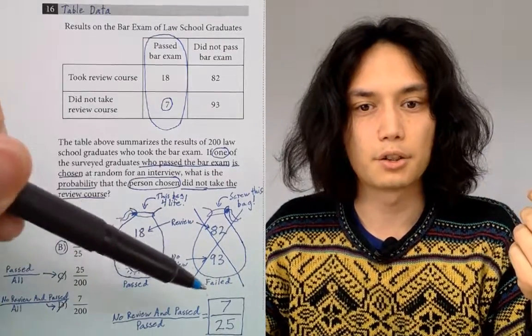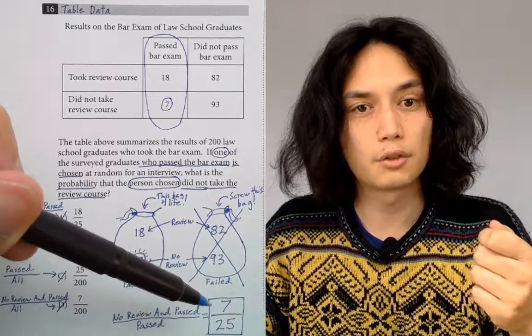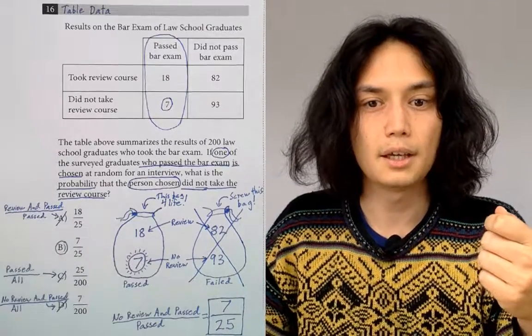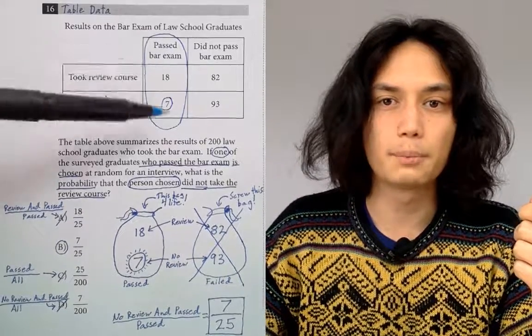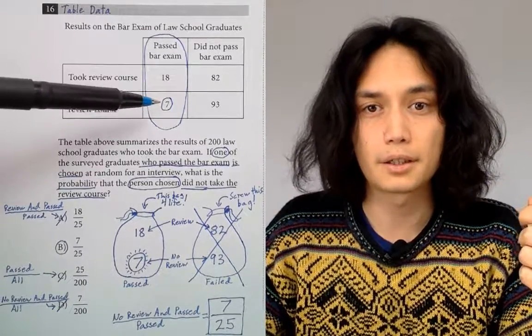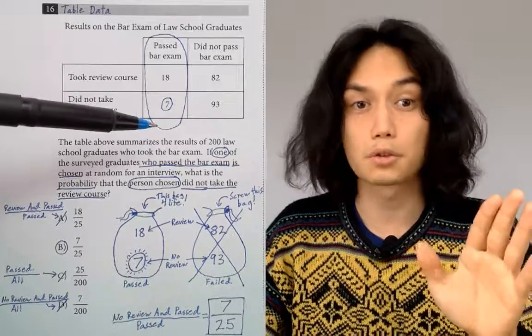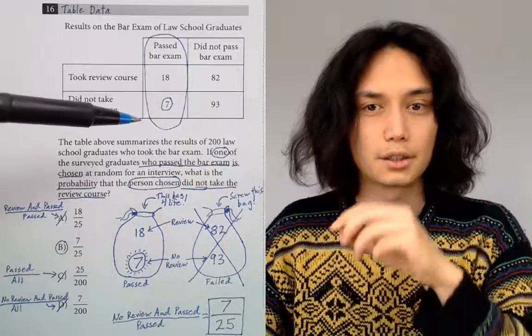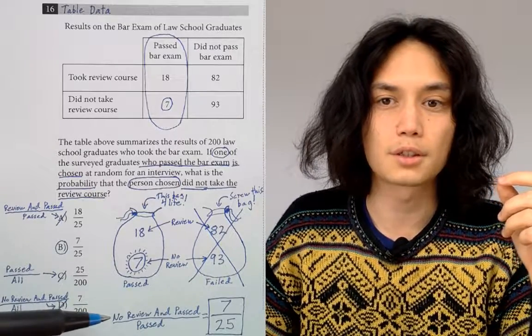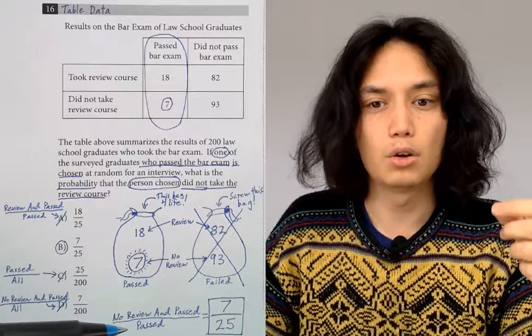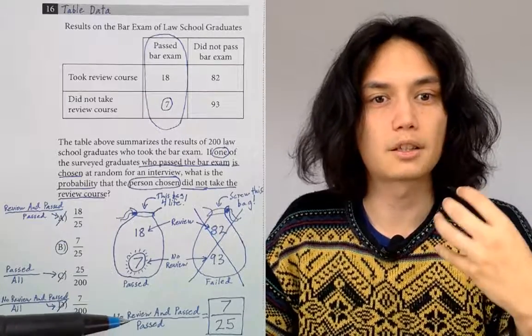So our fraction is going to be 7 people who didn't take the review course but still passed the exam out of the 25 people, and this number comes from all of the people who passed the exam. This is 18 plus 7 is 25. You can do that on your calculator if you want. This is the calculator section. 18 plus 7 is 25, so it's 7 people who didn't take the review course but also still passed over the 25 people who passed the bar exam.